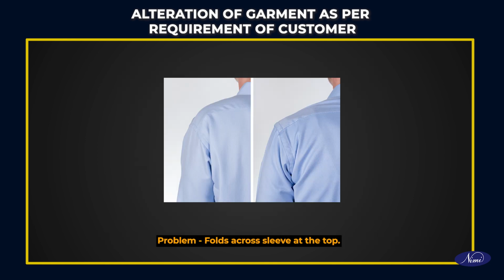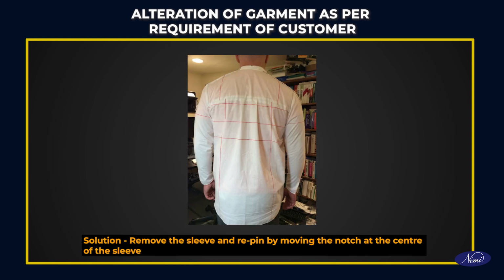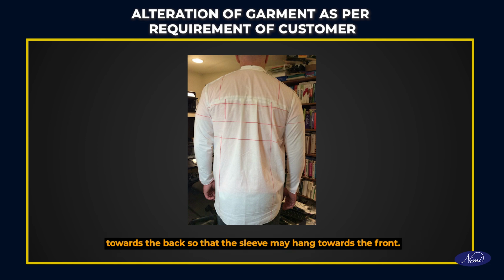Problem: folds across the sleeve at the top. Solution: mark a new fitting line below the existing one to reduce cap height. Problem: sleeve hangs towards the back. Solution: remove the sleeve and repin by moving the notch at the center of the sleeve towards the back, so that the sleeve may hang towards the front.